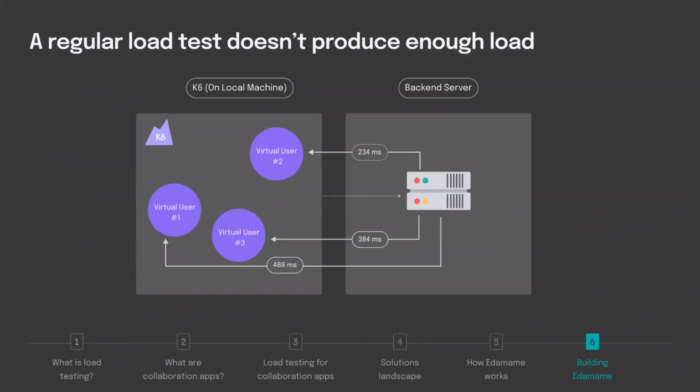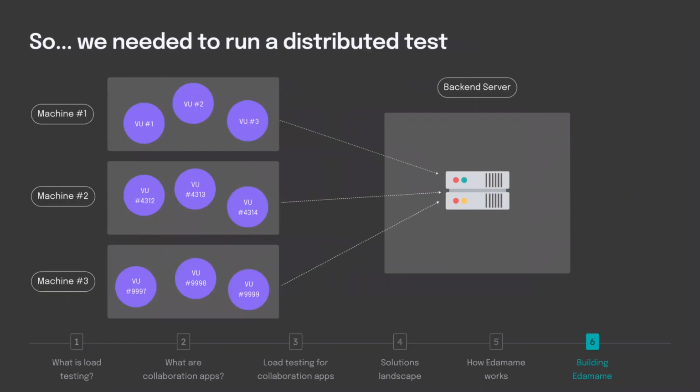So as we mentioned, we ended up picking K6, which is a very performant load testing tool. But even in using K6, we were still unable to provide the load that we wanted when just running on one machine. So instead, what we ended up having to do is distribute the test. So that will look something like this. In this example, as you can see, we have multiple machines that are all issuing requests to one backend server.